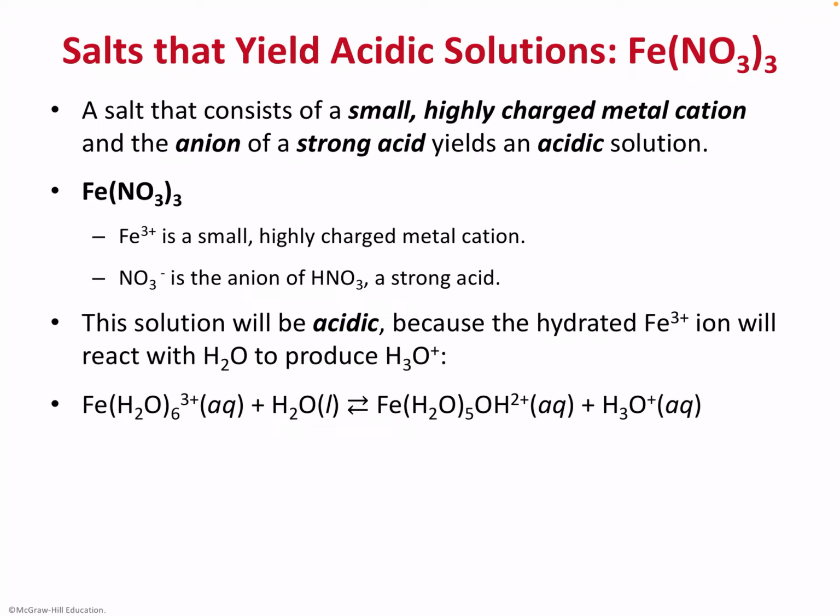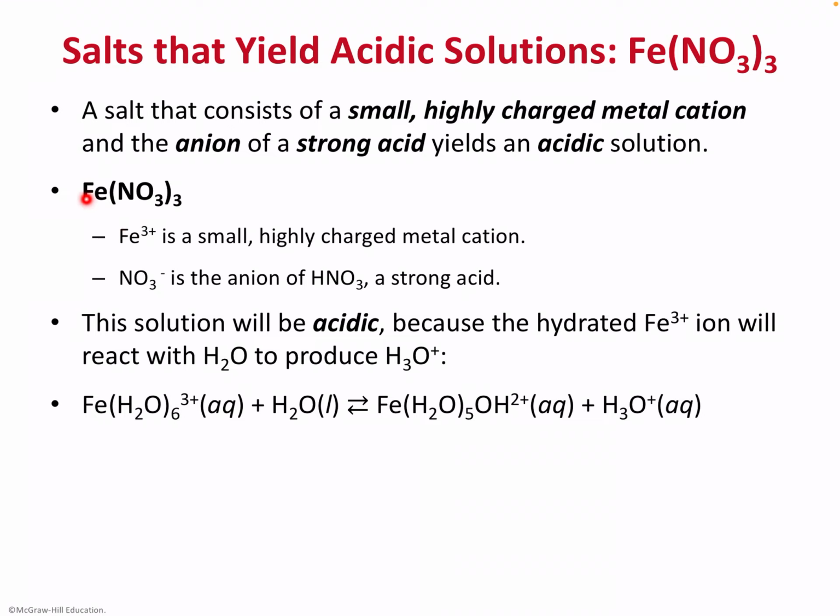Salts that yield acidic solutions. Now let's look at iron nitrate. A salt that consists of a small, highly charged metal cation and the anion of a strong acid yields an acidic solution. Now Fe3+ is a small, highly charged metal cation. Nitrate is the anion of nitric acid, which is a strong acid.